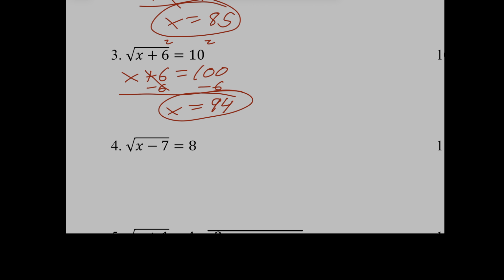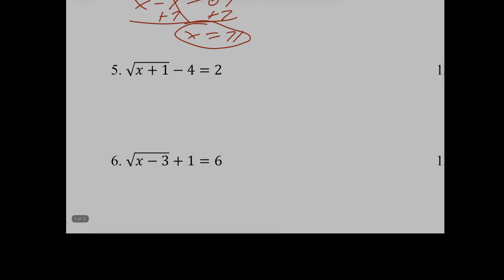Let's keep going. Number 4, let's square both sides. X minus 7 equals 64. Now I'm going to add 7 to both sides, and that's going to give me x equals 71. All right, let's keep trucking here.